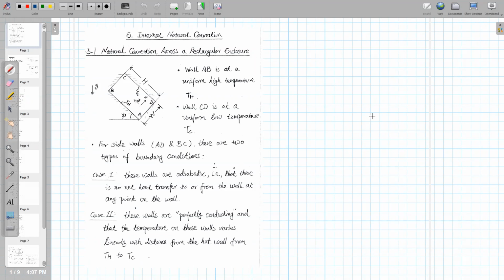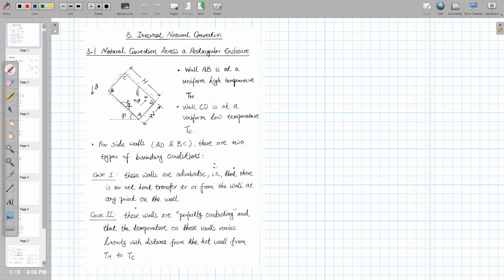Okay, so let's start from chapter 5, which is natural convection across a rectangular enclosure. This geometry shows what the problem is. We have a rectangular enclosure. We have 4 corners notated as A, B, C, and D. The enclosure has a width W for the top and bottom walls, and a height H. Wall AB is maintained at a uniform temperature TH.